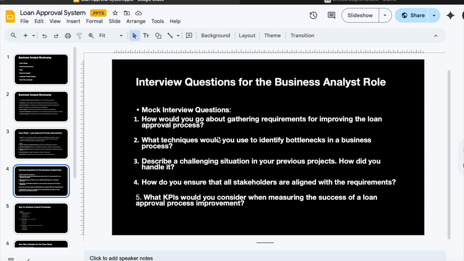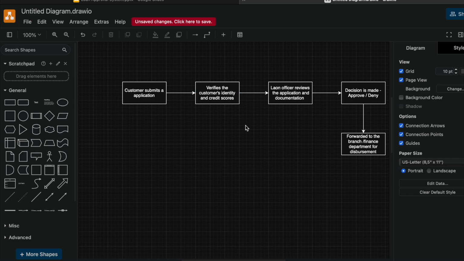So let's go to the second question. What techniques would you use to identify the bottlenecks in a business process? So this is the expected answer. I would create a process map and highlight each step. Conduct time analysis to see which steps take the longest. Look for manual touch points where automation could speed things up. Okay.